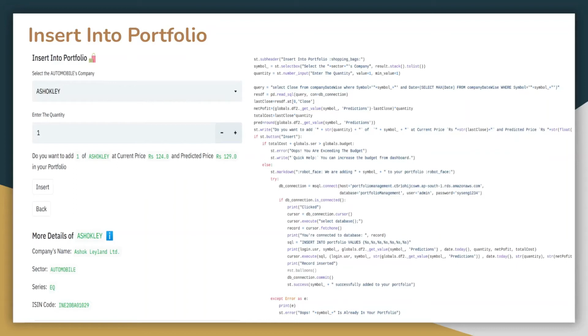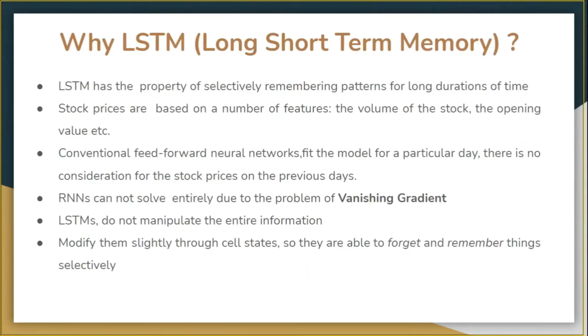Now the prediction model and the LSTM part will be explained by Jalaj. So why LSTM? Long short-term memory LSTM networks are a type of recurrent neural network capable of learning order dependence in sequence prediction problems. This is a behavior required in complex problem domains like speech recognition, stock market predictions, etc.